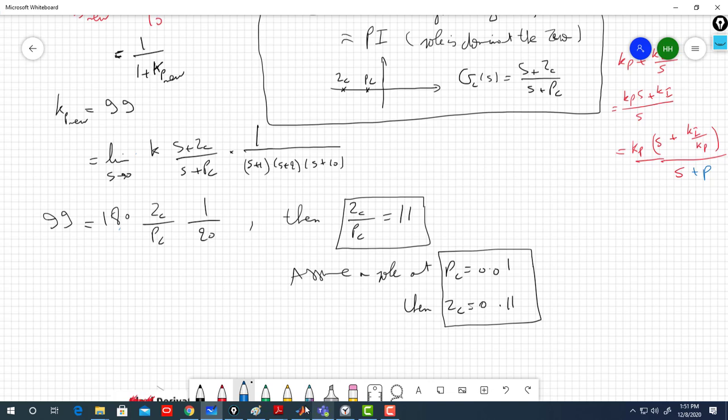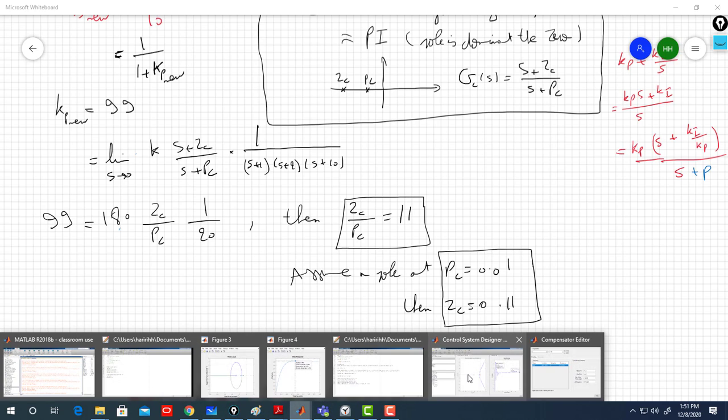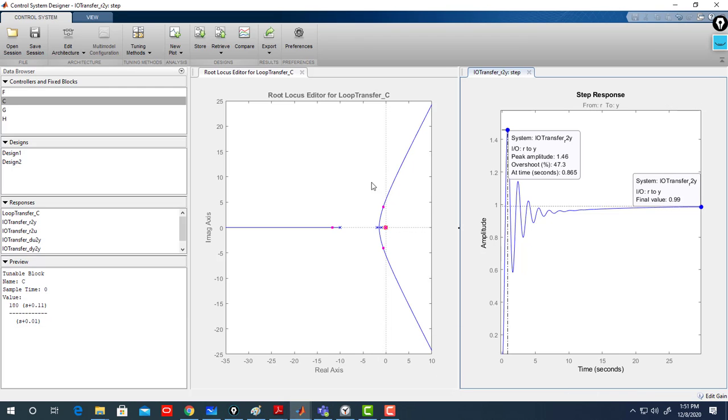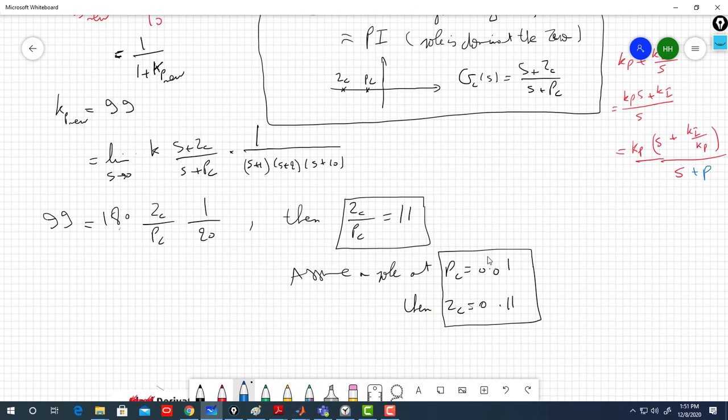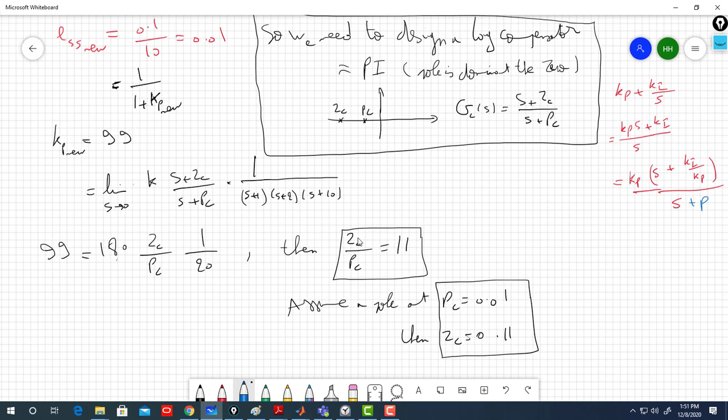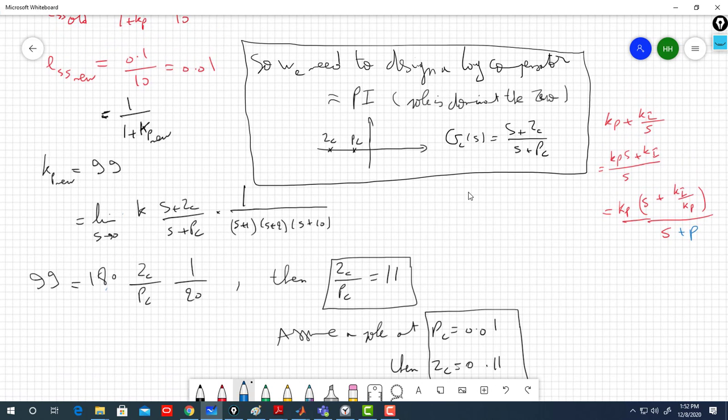So now we saw it as an application in the CISO tool, but we were relying in the design of the lag compensator on the calculation, basically on this ratio of ZC over PC. So you need to get familiar with this type of exercise. When they ask you to reduce the steady state error, think about a lag compensator, and this is the lag compensator as explained.